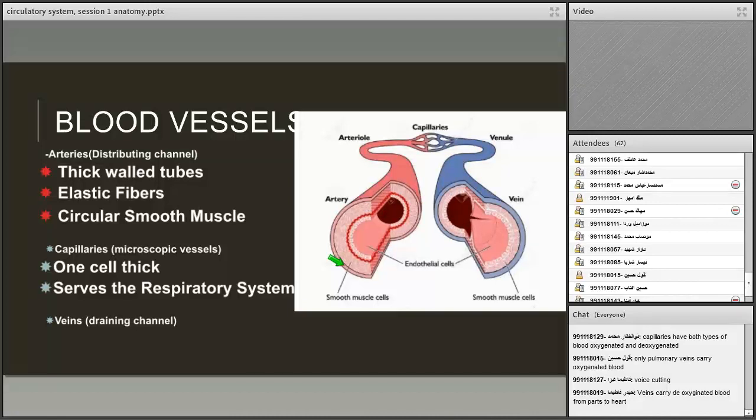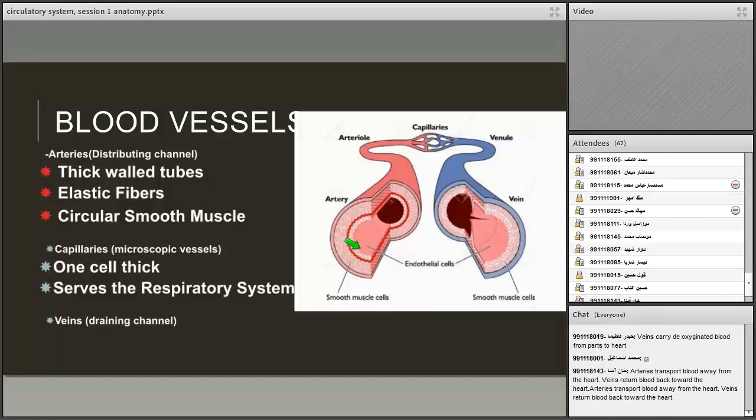Okay? The capillaries are the microscopic vessels, and they have just one layer of cells, the endothelial cells. And the veins are the draining channels. As you said, the veins are carrying the deoxygenated blood to the heart.